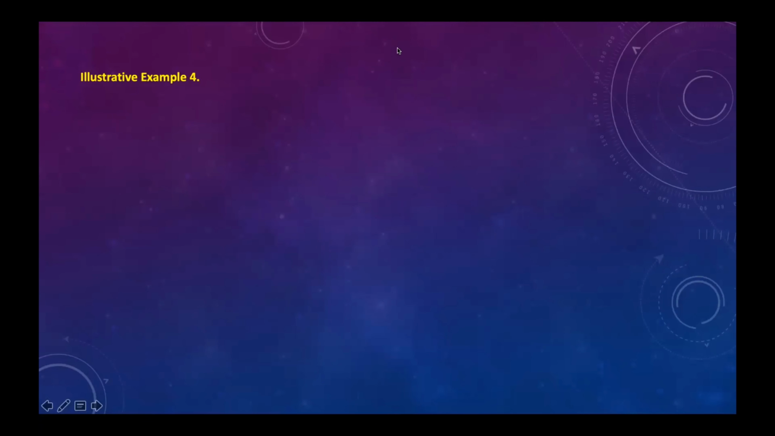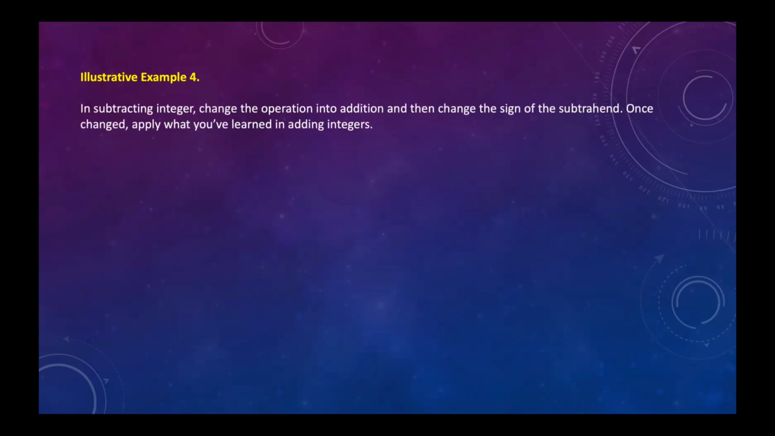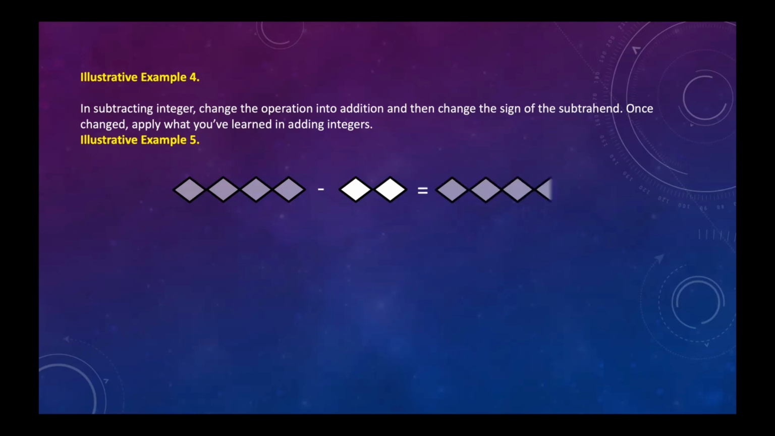Alright, so illustrative example number 4. This time we're gonna subtract. So in subtracting integers, we change the operation into addition and then change the sign of the subtrahend. Once changed, apply what you've learned in adding integers. So paano yun? So for example, you have negative 4 minus positive 2. Sabi dyan, it's equals to negative 6.